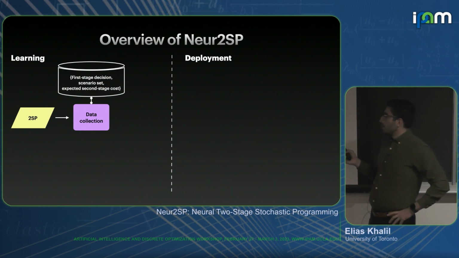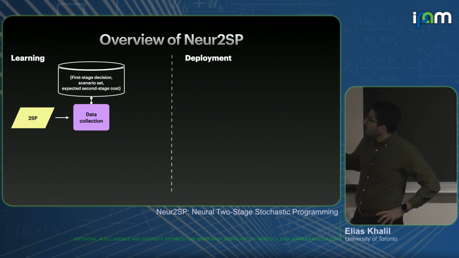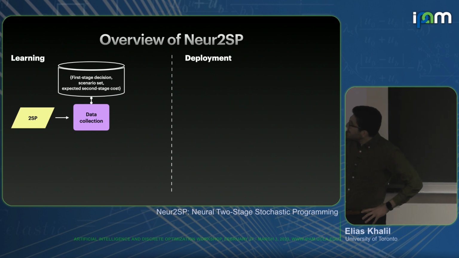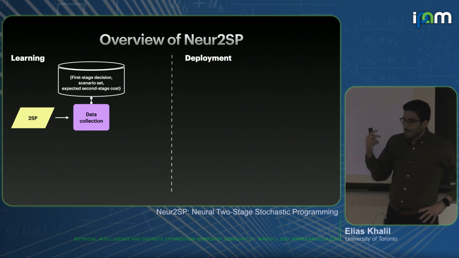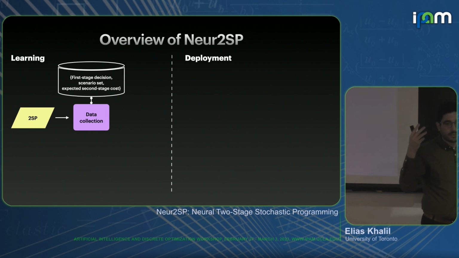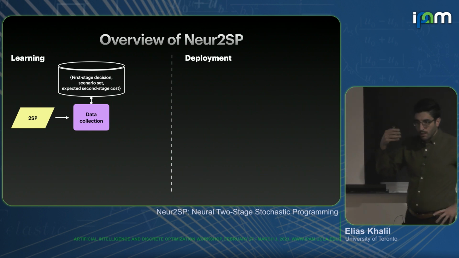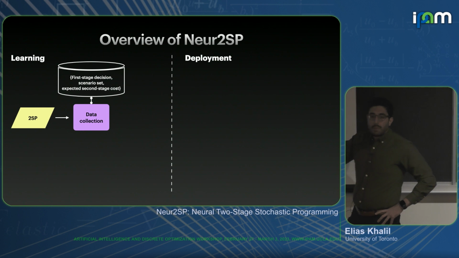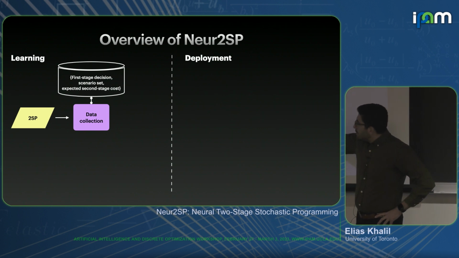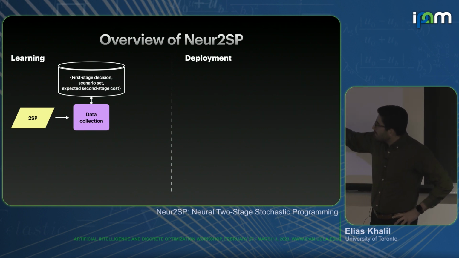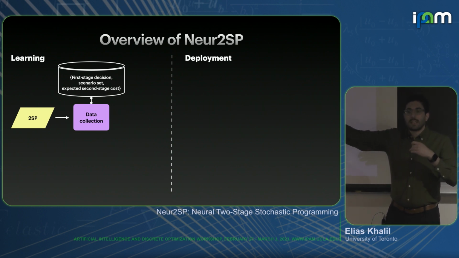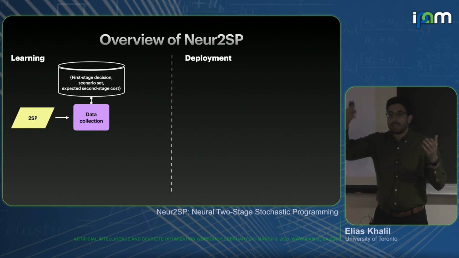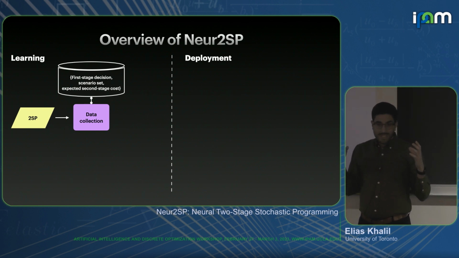You have a data collection phase. It's a supervised learning approach, where for that 2SP, you collect first stage decision, scenario set, and expected second stage cost triplets. This is similar to what Louis Martin called the MIP labeler, okay? The MIP labeler here is for a fixed first stage decision and scenario set, I can just run the MIP solver and get the second stage cost. And then I can say, take the average of those if I'm considering a set of scenarios.